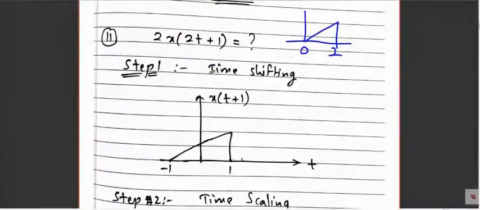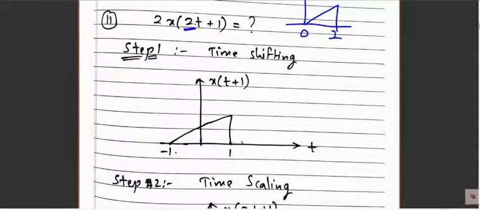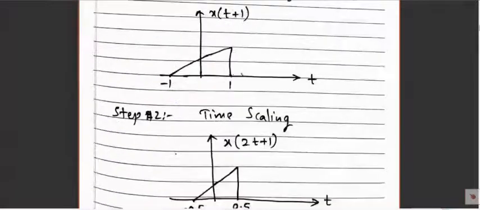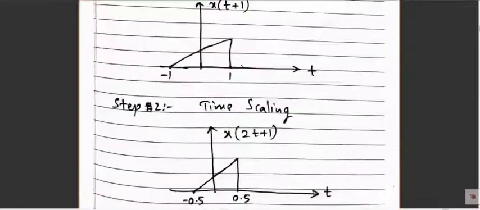Then scaling. Time scaling factor is 2. So divide. Here it is 2 into t, so opposite will be divided by 2. So 1 divided by 2 is 1 by 2. Minus 1 divided by 2 is minus 1 by 2. So this is how my signal gets compressed. This is the time scaled version of my signal. Amplitude remains same. Amplitude is 2 here.